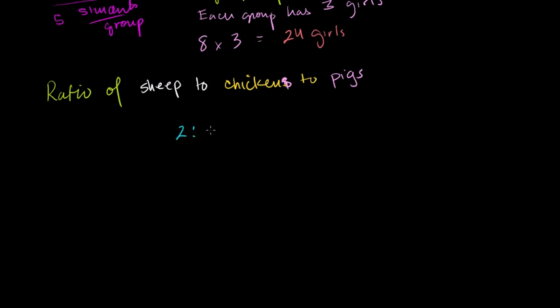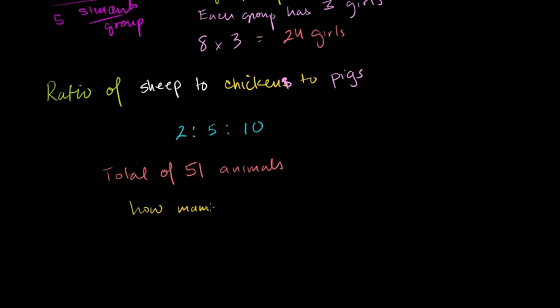2 to 5 to 10. And notice, I can't reduce this anymore. There's no number that divides into all of these. So this is the ratio of sheep to chickens to pigs. And let's say that I have a total of 51 animals. And I want to know, how many chickens do I have?